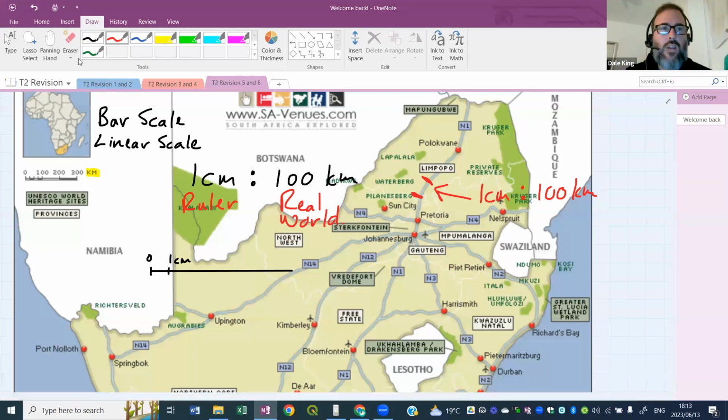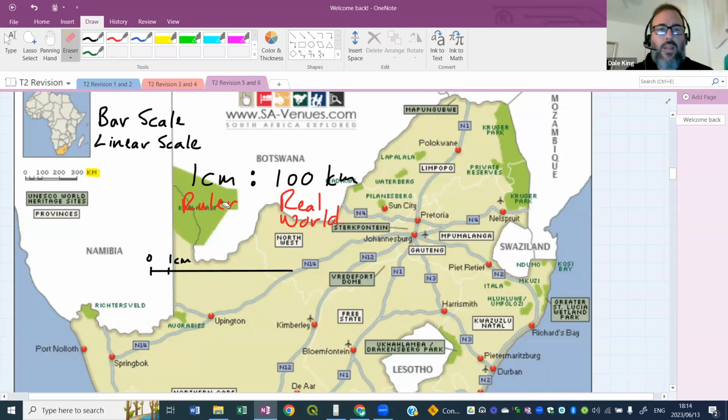Okay, so that's how we can use the bar scale. It's easy to use the bar scale. Like Emmanuel said, you take your ruler, you measure how many centimeters from 0 to 100, and then you go to your map and you can determine real world distances. If they give you a map like this, more often than not, they're going to ask you a question relating to scale. So it's important to understand how the scale works.